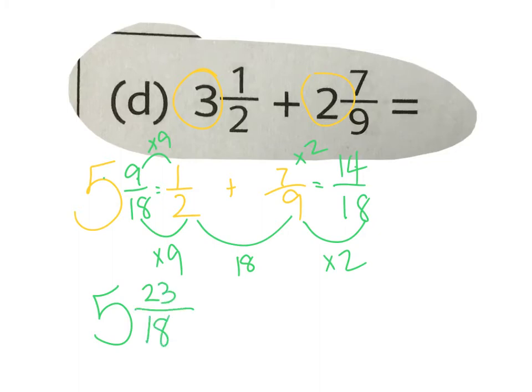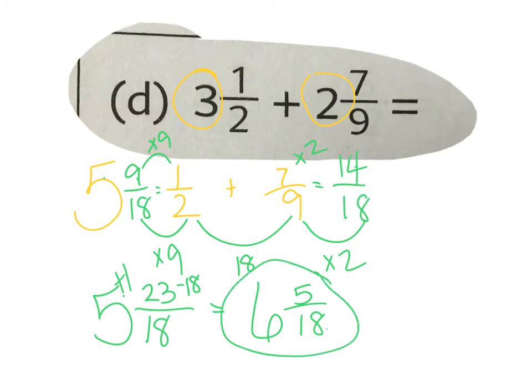23/18. What do you notice about the fraction 23/18? There is a whole. A whole in 18ths is 18, so I'm going to add a whole to the 5 and take away 18 pieces. And now 5 plus 1 is 6, and 5/18. Did I do that right? Yes. That's your final answer.